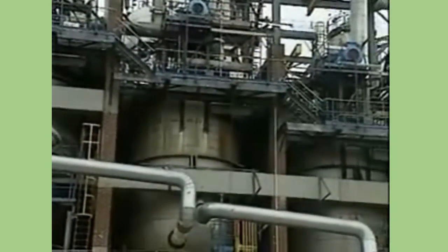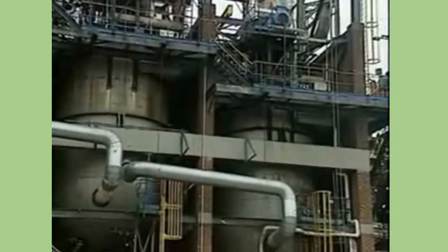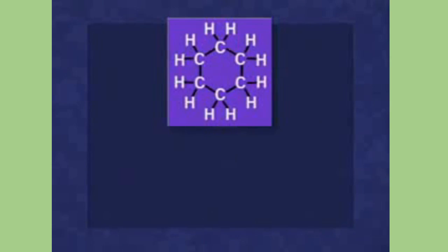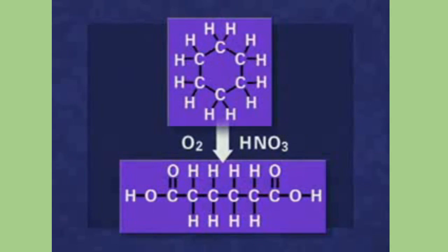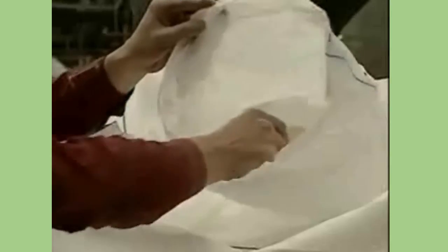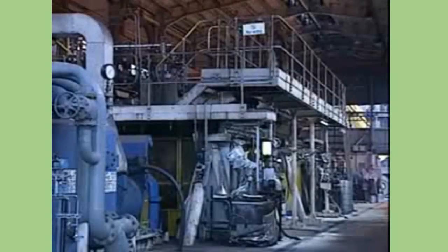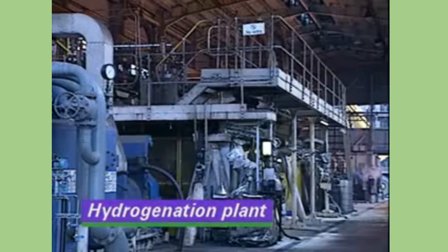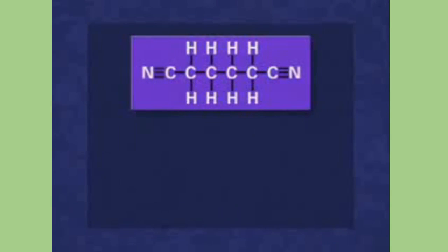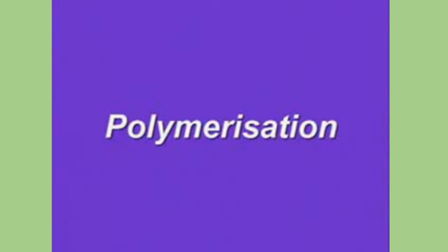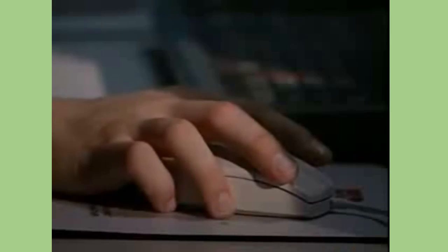Cyclohexane is oxidized to form adipic acid in 2 stages, first with air and then nitric acid. This is what happens in these reactions. Adipic acid, one of the two monomers, is a white powder. Adiponitrile is reacted with hydrogen to give hexamethylene diamine, the second of the two monomers. The two monomers are mixed together and react to give nylon salt.